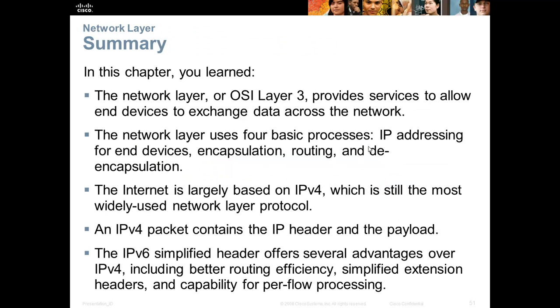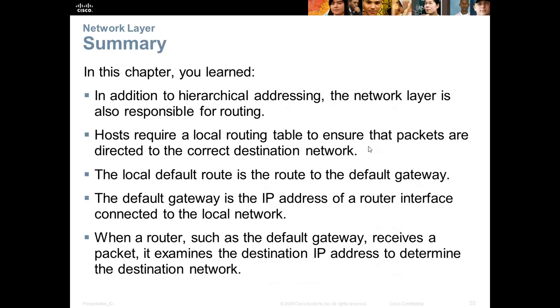Quick summary here for the network layer. Remember that the network layer is responsible for IP addressing, encapsulation with their IP addresses, routing, and de-encapsulation. Our main protocol that we talk about in this chapter is IP version 4, which the internet is largely based off of. We've also started to move towards IP version 6 to take advantage of several different things, such as a larger address space.